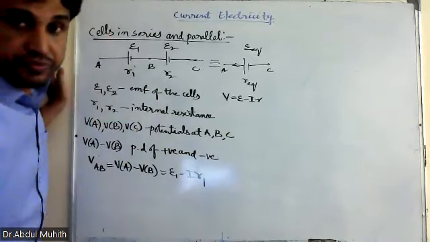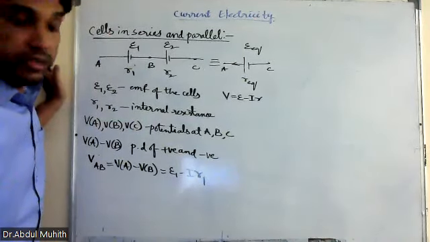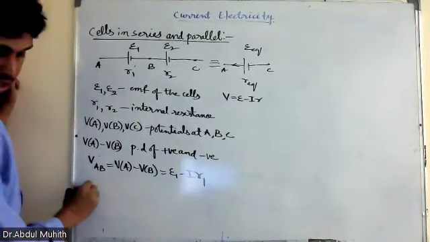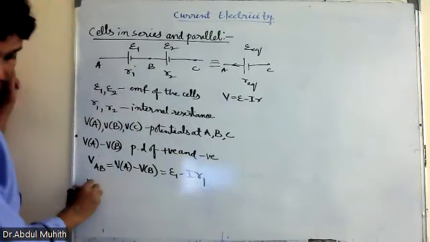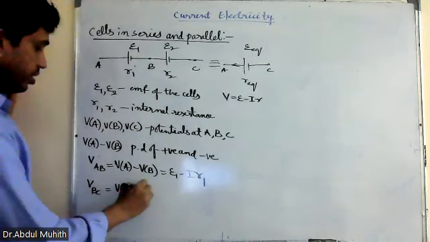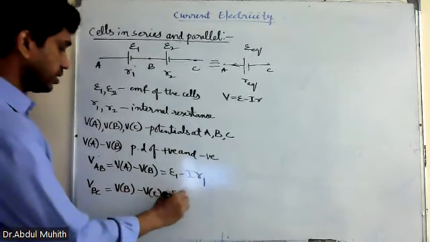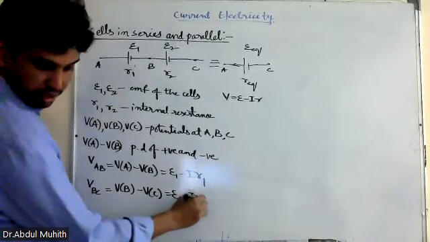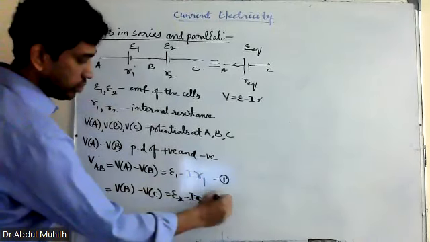Now here, next is what? VBC. VBC is equal to what? V of B minus V of C, which is equal to what? E2 minus IR2. Okay, next, this is equation number 1 and this is equation number 2.